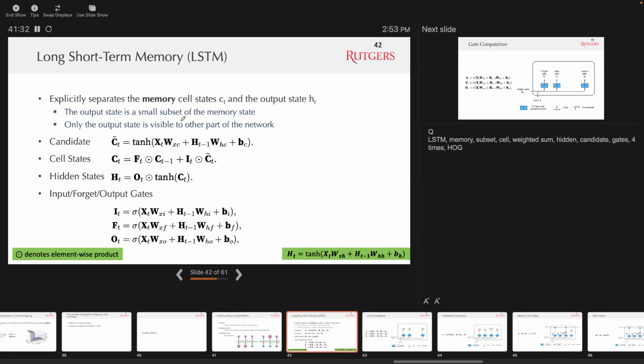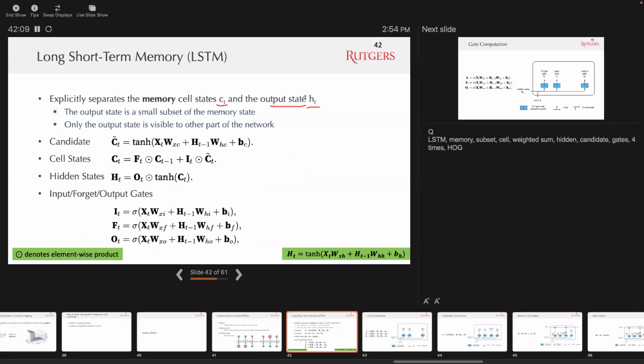In the original RNN, we only have this hidden state H. But to handle long-term memory and short-term memory, the LSTM model decides to have two states. One is called cell states, and the other is called output states. Sometimes we also call it hidden states. This cell state, C_t, contains the overall history from start to end. So this is the cell state.